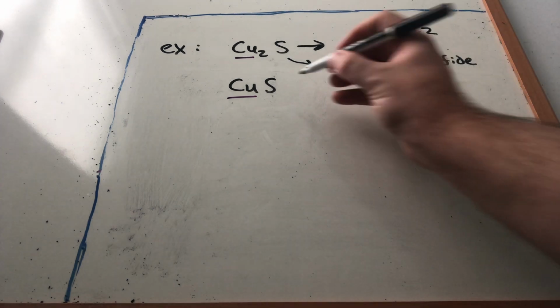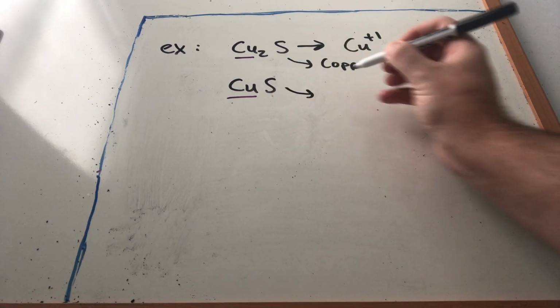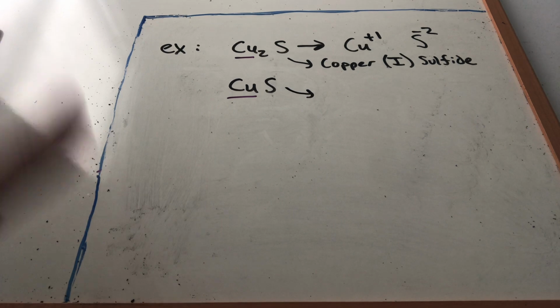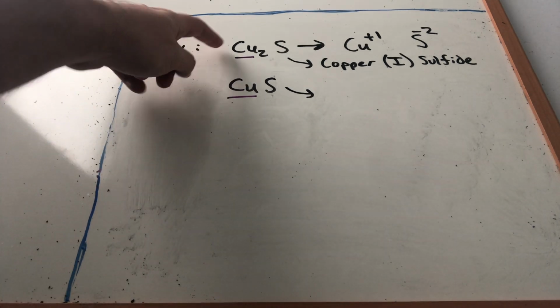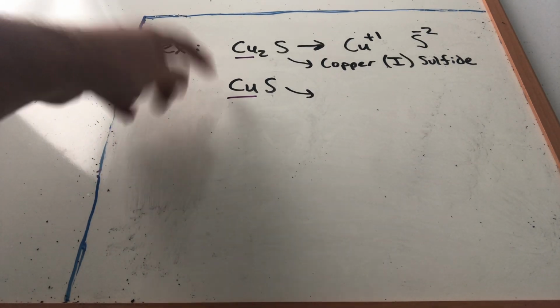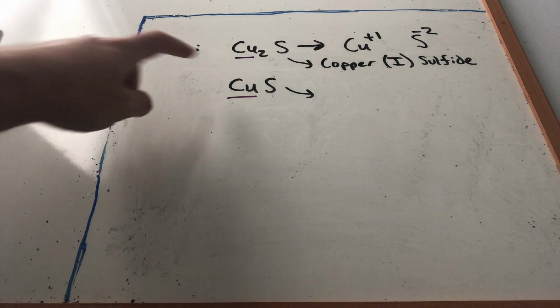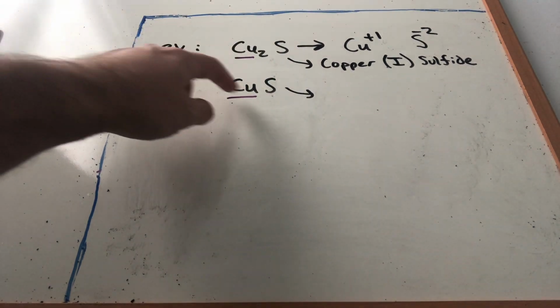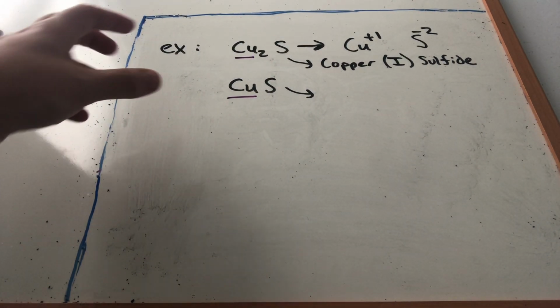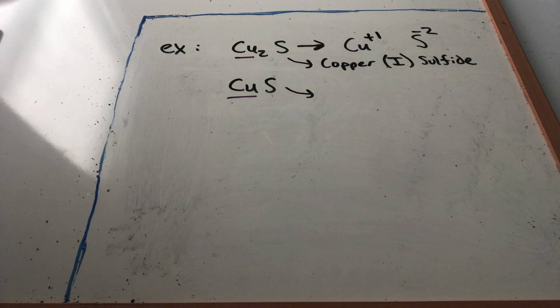Okay? Same thing here. If we just used normal naming rules, this would be copper sulfide and this would be copper sulfide, but these are not the same species. This has 2 coppers and this only has 1 copper. So again, we need that extra information there.